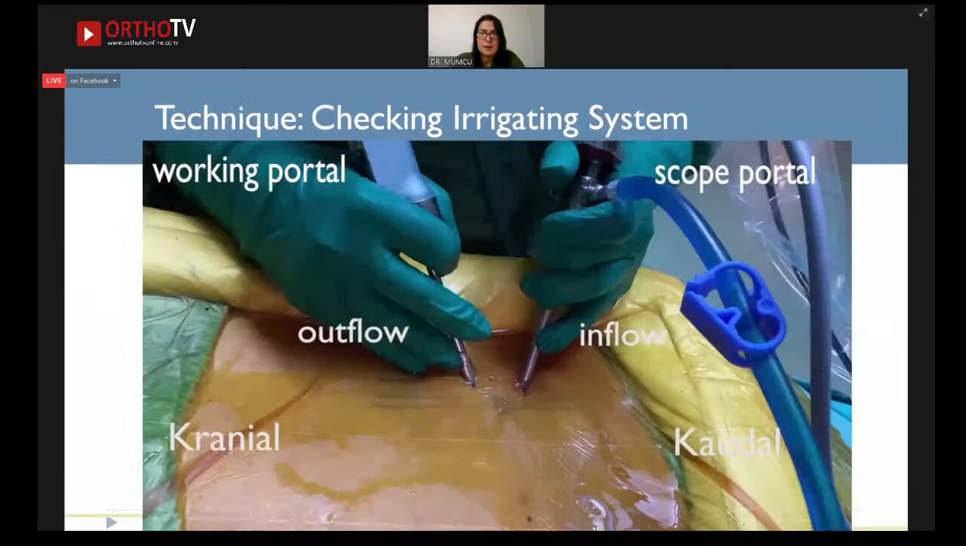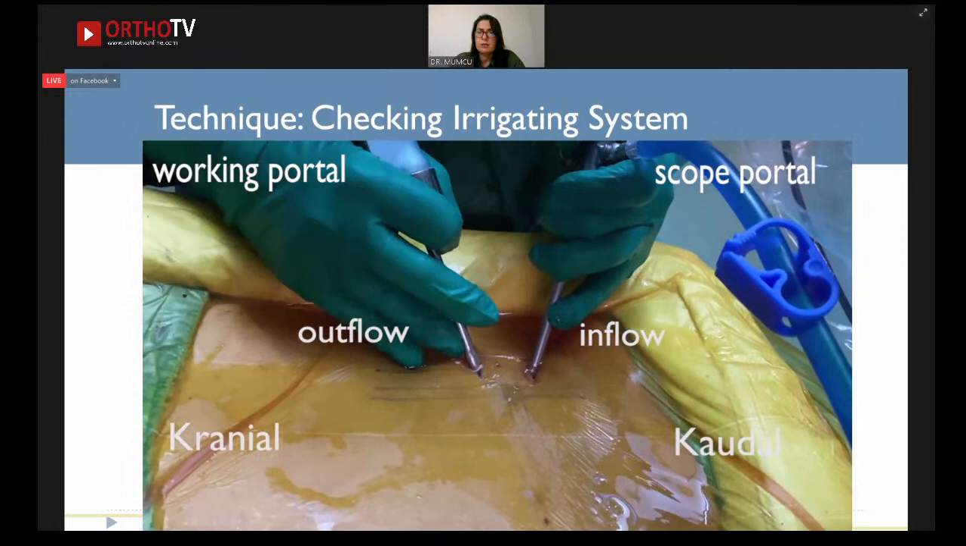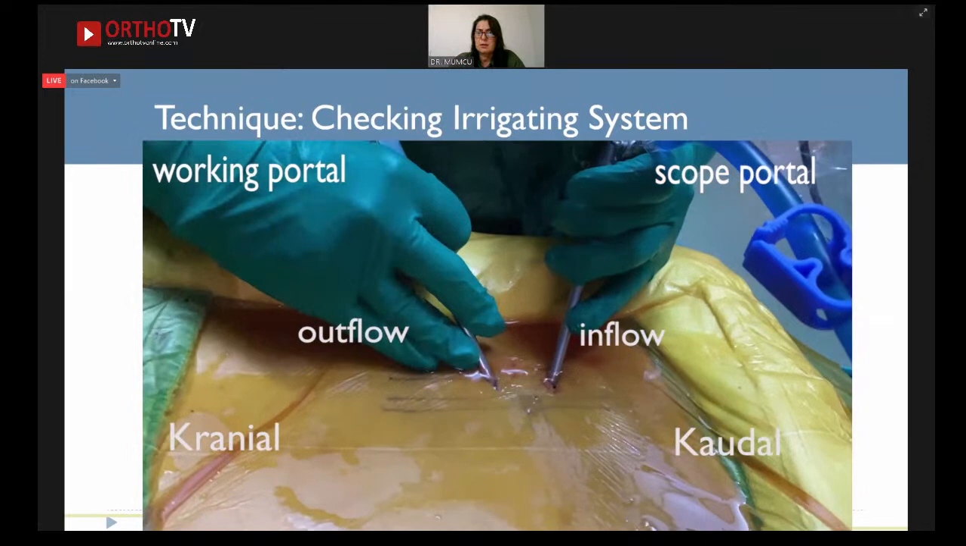Irrigation system applies water flow continuously, so to control inflow and outflow is crucial. We should keep the pressure 30 to 50 millimeters mercury for patient safety. Controlled continuous outflow can make an optimal hydrostatic pressure. If outflow isn't proper, epidural pressure will increase and lead to some CNS complications. A good outflow gets a clear view. Moreover, we can check the bleeding.